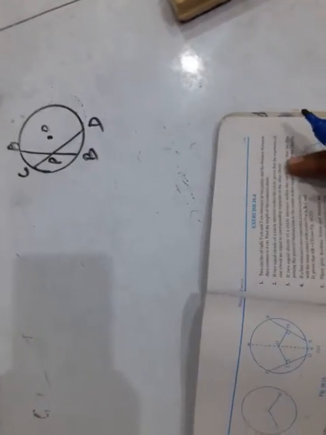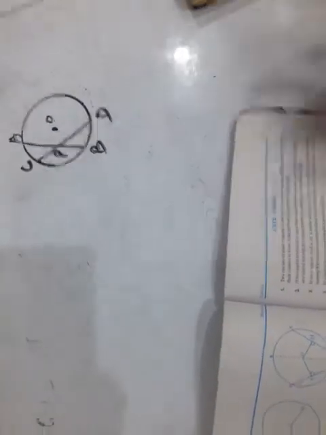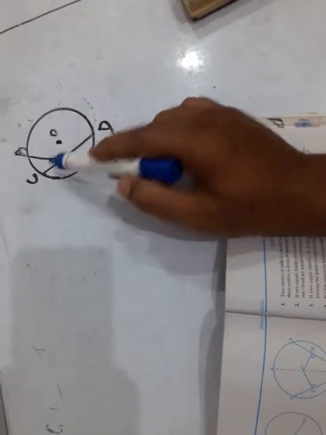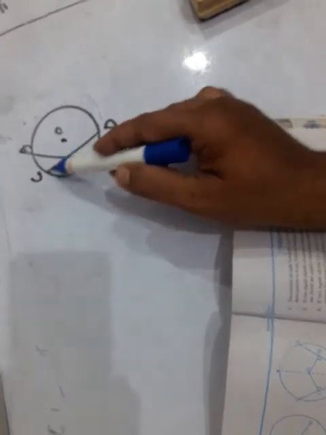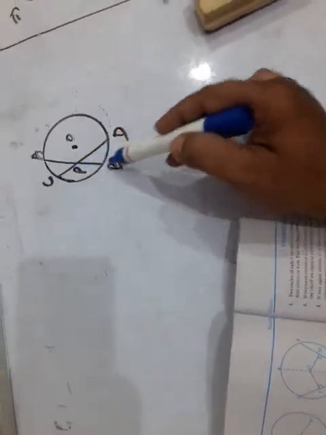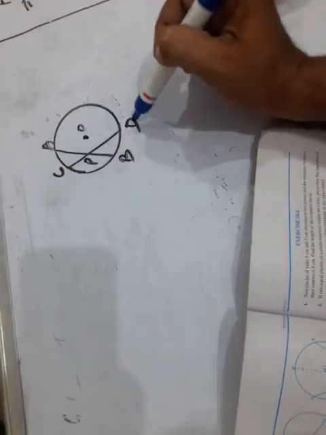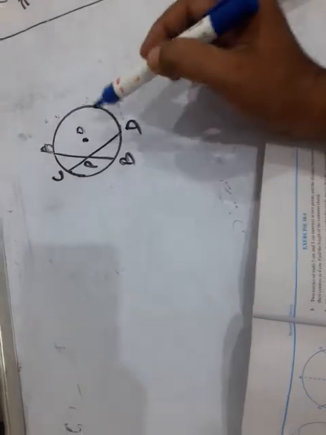Segment means piece. It means we have to prove that CP equal to BP, a smaller segment of one chord, that is CP equal to BP. Clear? And AP equal to DP. Clear? This is the meaning of segment.